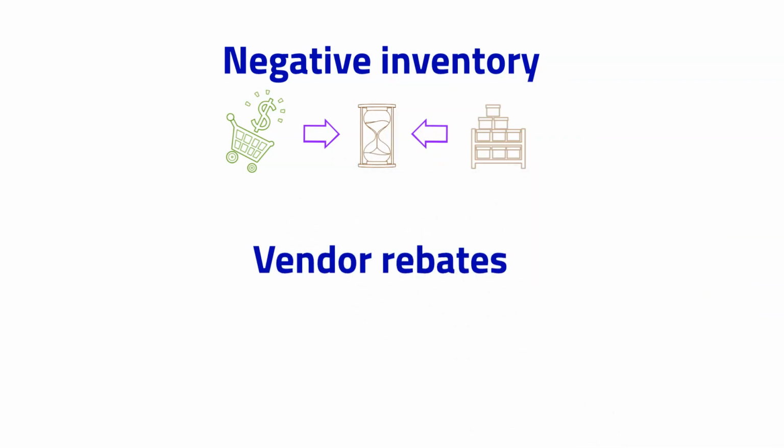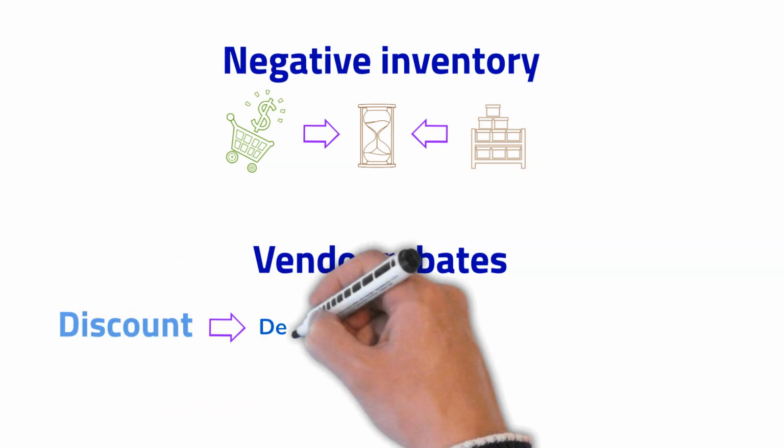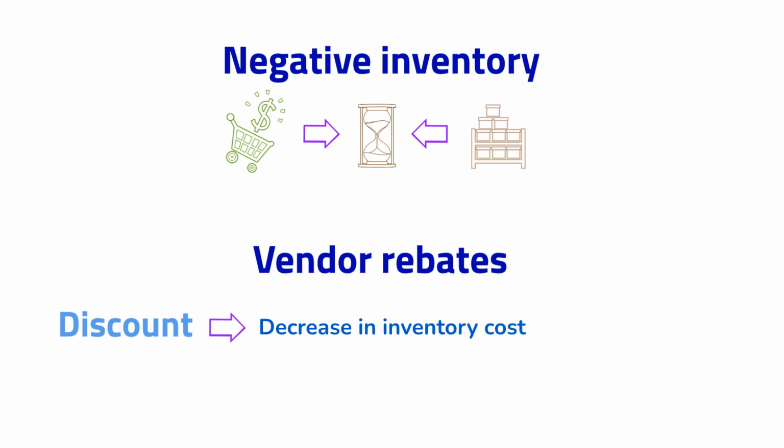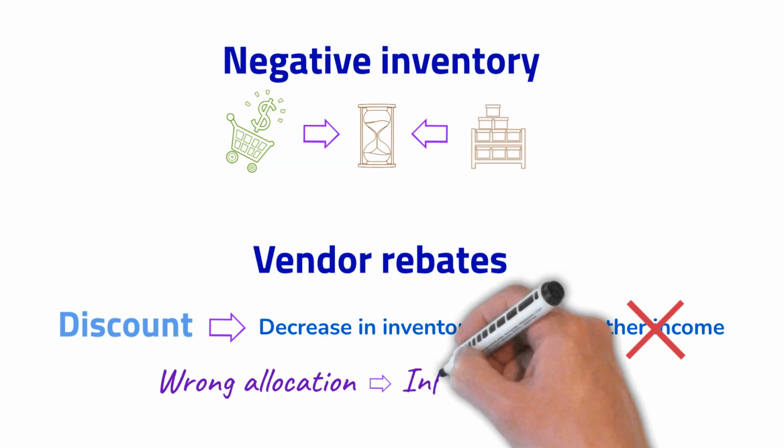Vendor rebates and credits. Suppliers often offer rebates after the purchase. This reduces the cost of inventory or cost of goods sold. They are not the income. You need to get the classification right or your margins will look inflated.